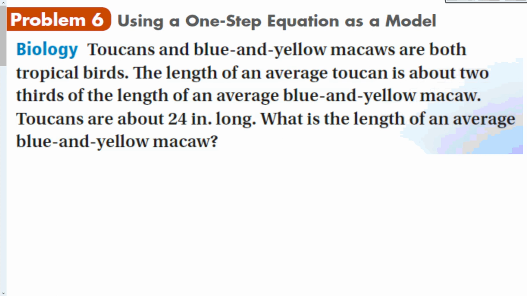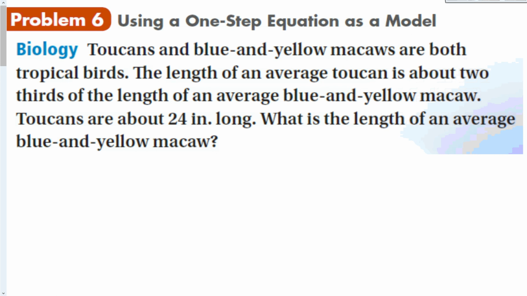Finally, problem 6, we can use a one-step equation as a model. So now we have a word problem. Toucans and blue and yellow macaws are both tropical birds. The length of an average toucan is about 2/3 the length of an average blue and yellow macaw. Toucans are about 24 inches long. What's the length of an average blue and yellow macaw?